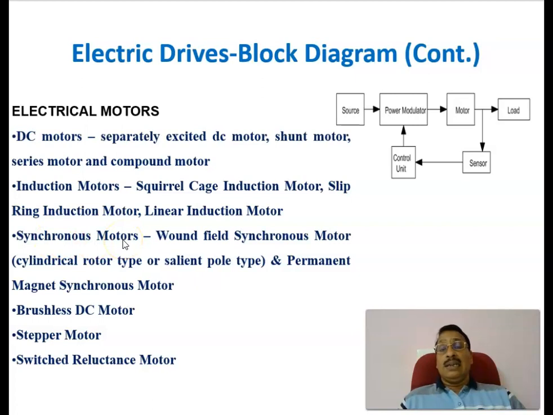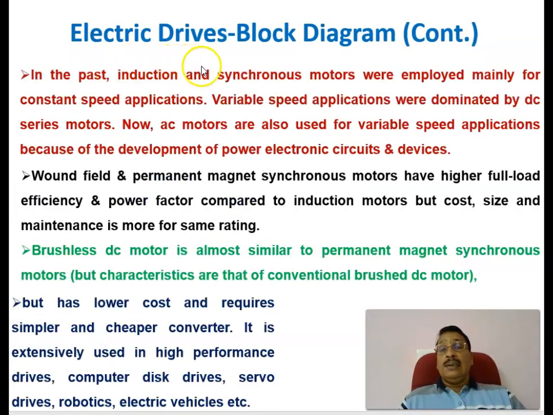And synchronous motors can also be had: wound field synchronous motors, cylindrical rotor type or salient pole type, and permanent magnet synchronous motors. Therefore, there are different types of motors that can be part of an electrical drive system. And the brushless DC motor, stepper motor, switched reluctance motor. So these are the different types of motors that can be used for electric drive applications. The motor can be an AC motor or a DC motor, or a single phase motor, a three-phase AC motor, a synchronous motor. There are different types of motors that are available. Continuing the electric drive block diagram.